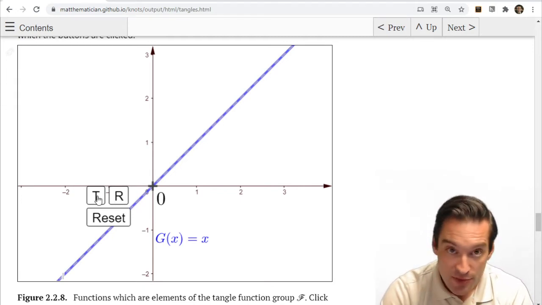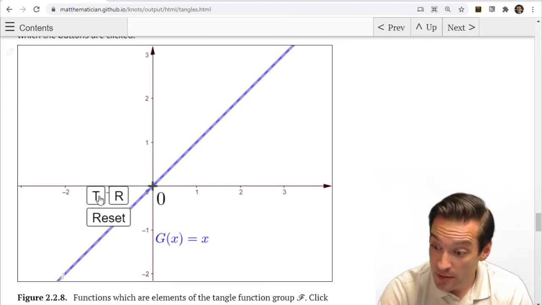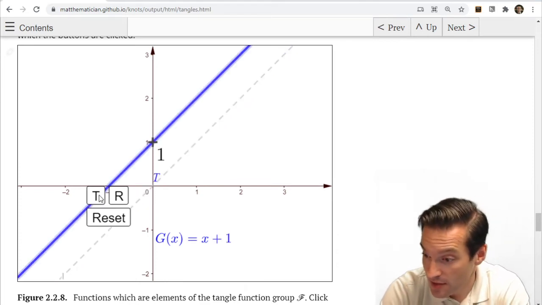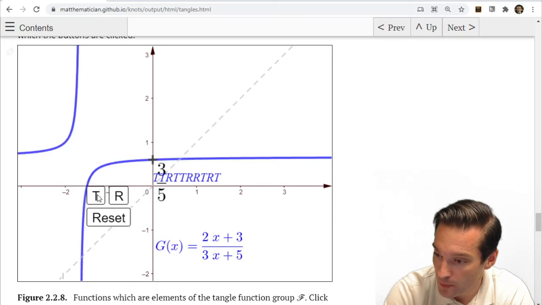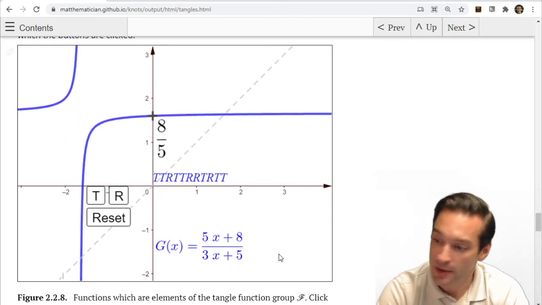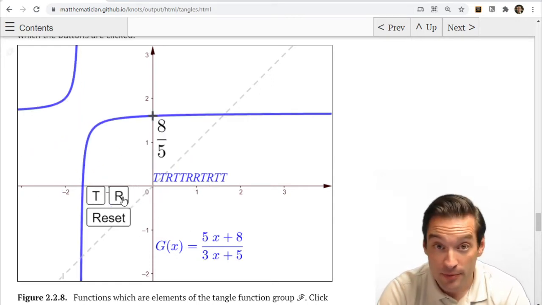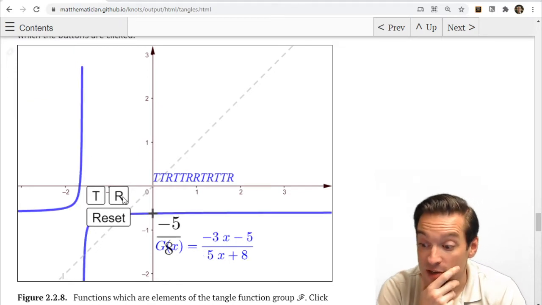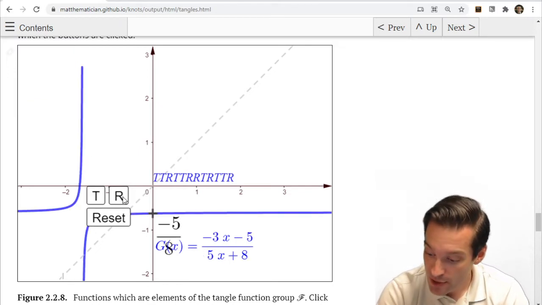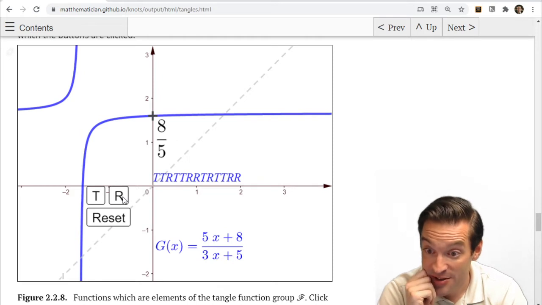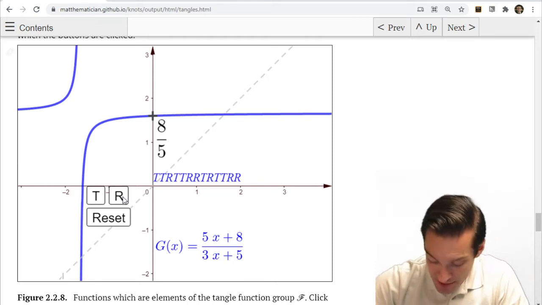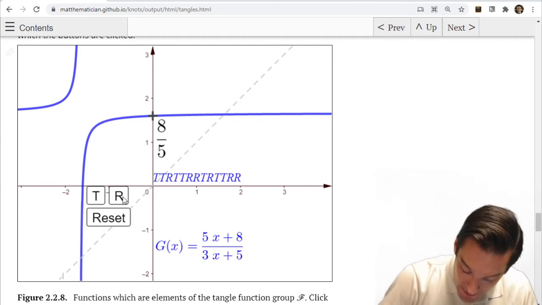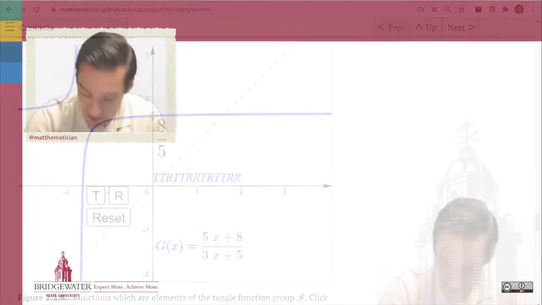So why is R composed with R the identity? We can check using this graph. Let's say I start with some tangle, whatever word I want here. So here's a tangle. If I do R once, I get clearly a different function. But if I then do R a second time, I'm back to the function that I just had. Why does this make sense? Well, because R is just an opposite reciprocal. And if I take the opposite reciprocal of an opposite reciprocal, we can just do this using the formula.